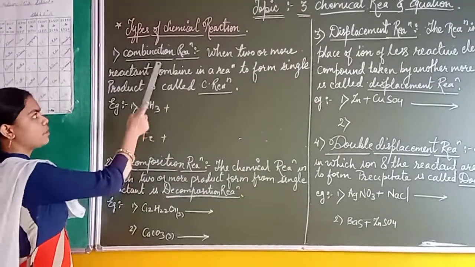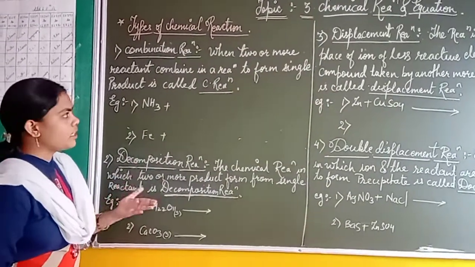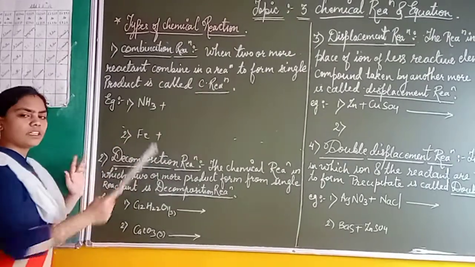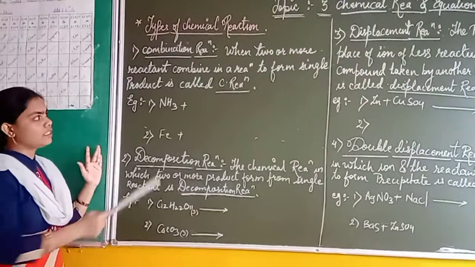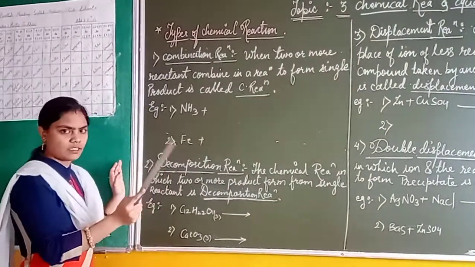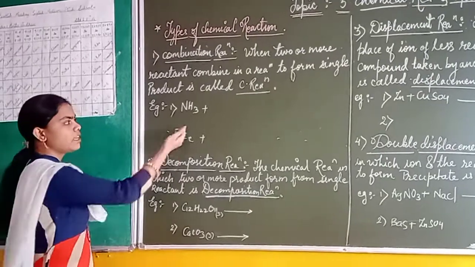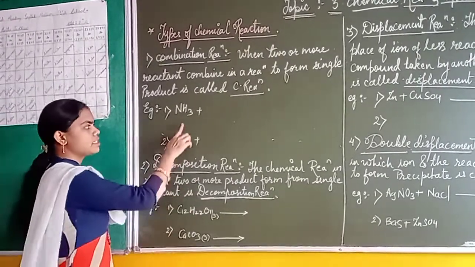So first is combination reaction. Basically, what is combination reaction? Combination reaction is nothing but whenever two or more reactants combine to form a single product. So let's see how the combination takes place by solving various examples. So here I have written first is ammonia.